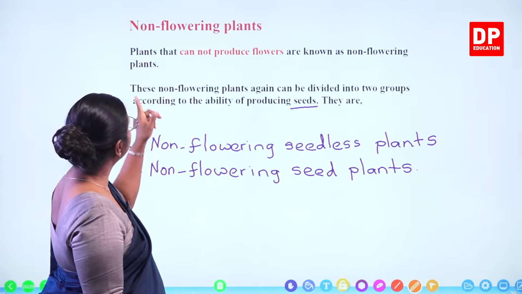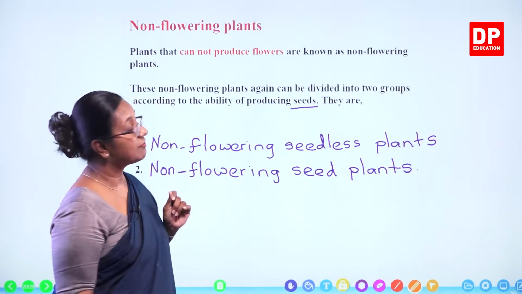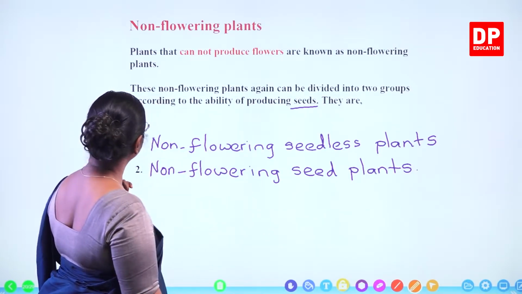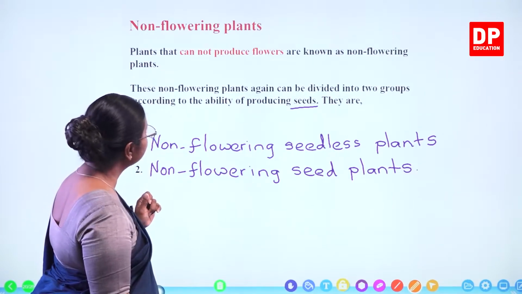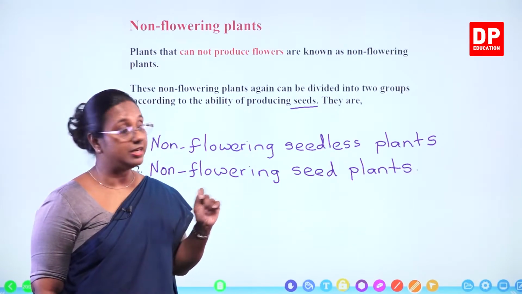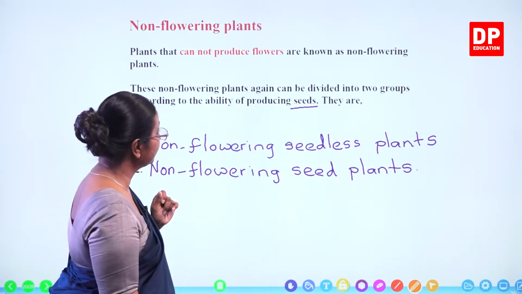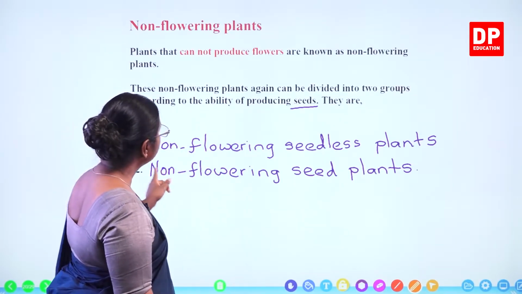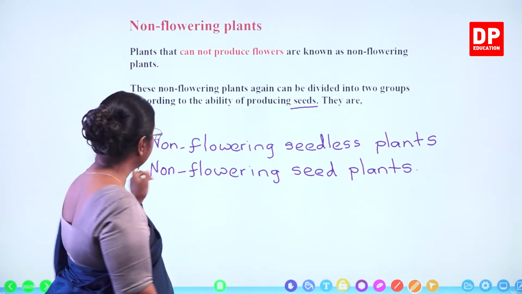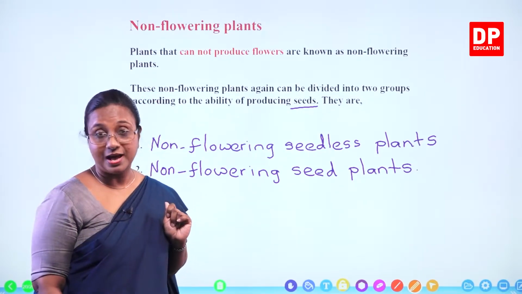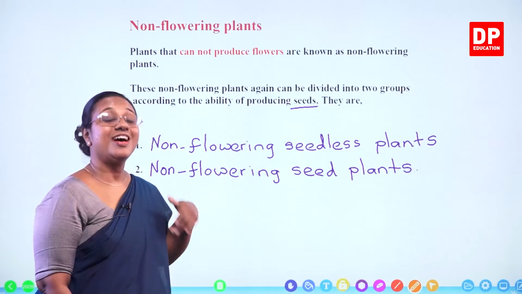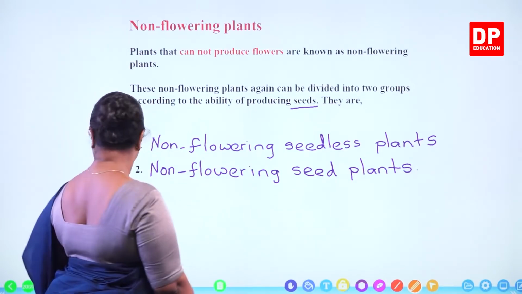So non-flowering plants, plants that cannot produce flowers, are known as non-flowering plants. And these non-flowering plants again can be divided into two groups according to the ability of producing seeds. And they are non-flowering seedless plants and non-flowering seed plants. With that, students, I will move on to the next slide.